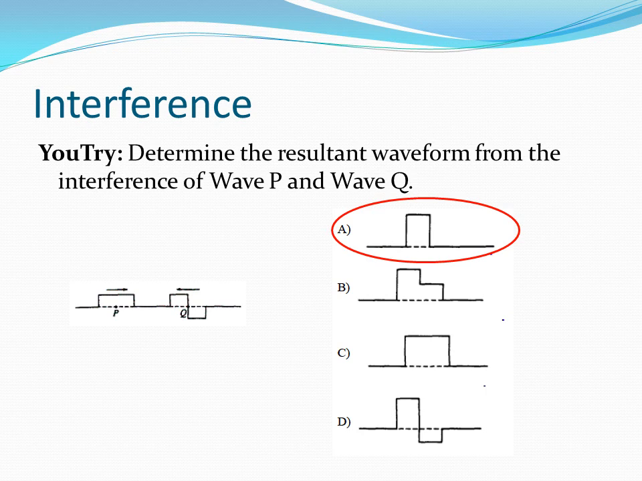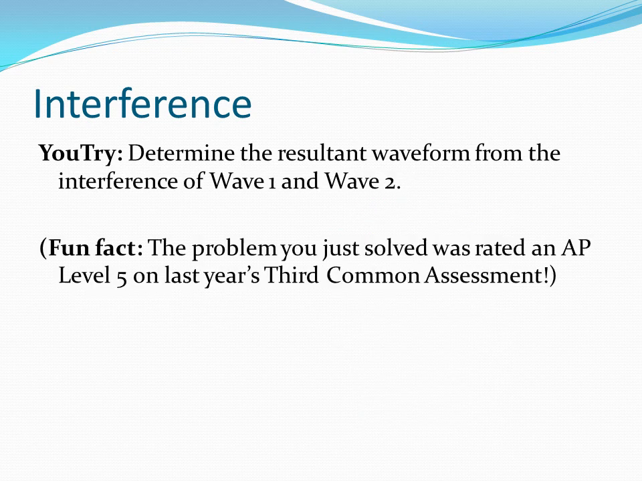The second half of wave Q that has a trough mismatches with that portion of the crest on wave P. As a result, those just cancel out and become nothing. So A is the correct answer.